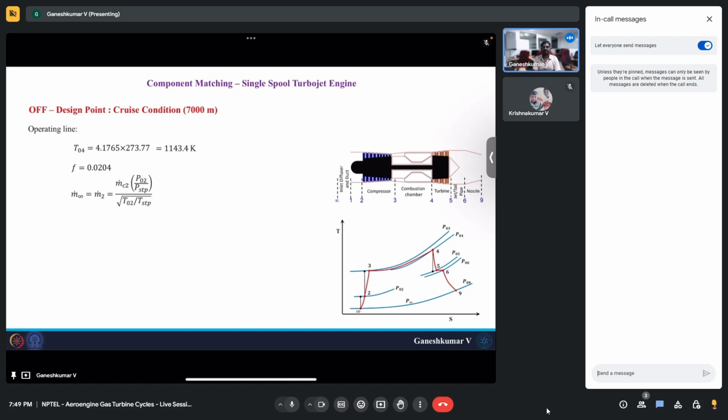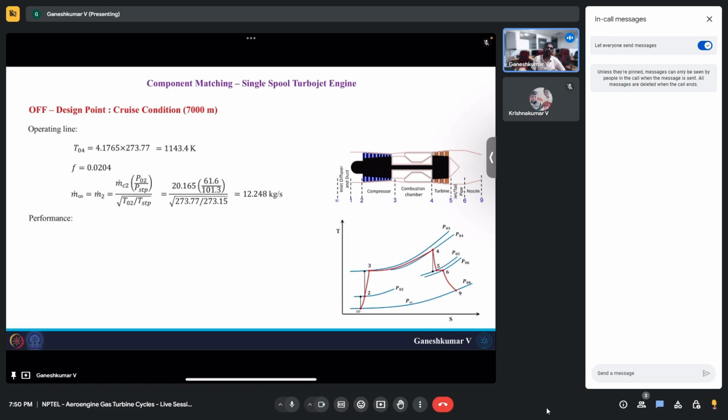We already know m dot c2, the corrected mass flow rate at the compressor, because when you fix the pressure ratio your m dot c2 is fixed. Based on m dot c2 you are trying to find the m dot infinity. If you rearrange this, you can find the m dot 2, and m dot 2 is equal to m dot infinity. So if you substitute the corresponding numbers, you will end up having m dot infinity to be 12.248 kg per second. This is the mass flow rate entering the compressor.